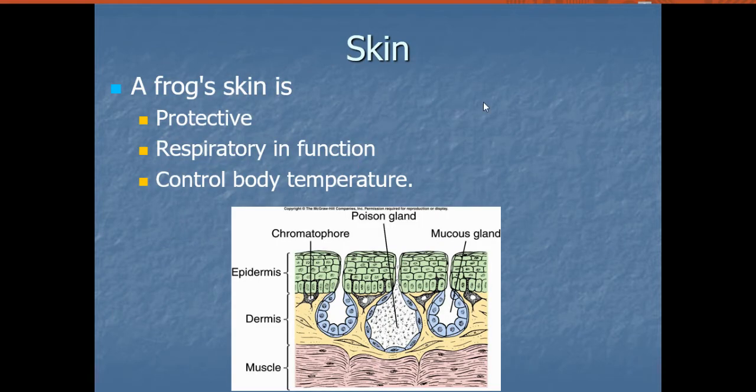Then coming to the skin of the frog, it performs three major functions. That is, the skin is protective in function. It protects against entry of disease-causing microorganisms. But it also helps in escaping predators by camouflage. That is, it slightly changes its color according to the surroundings. Then it is also respiratory in function and is always kept moist to facilitate the exchange of gases between the atmosphere and the body fluid. Then it also helps in controlling the body temperature.